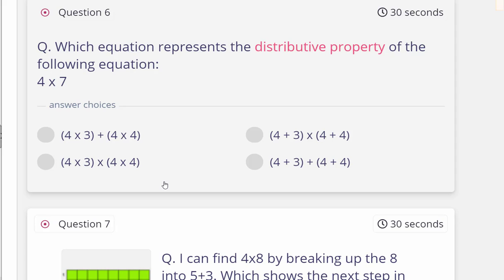4 times 3. Yes, continue. Plus or times? Times. Wrong, of course, wrong. Plus. So the first one is the correct one. Okay? Look carefully, my heroes. They are similar. But the correct one is the first one.